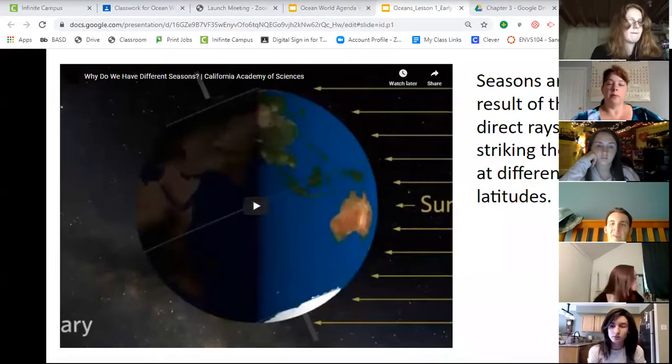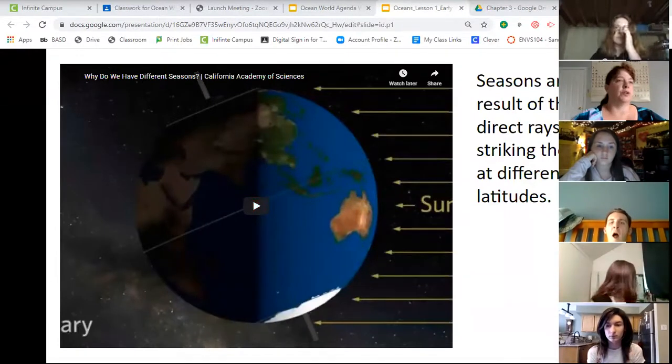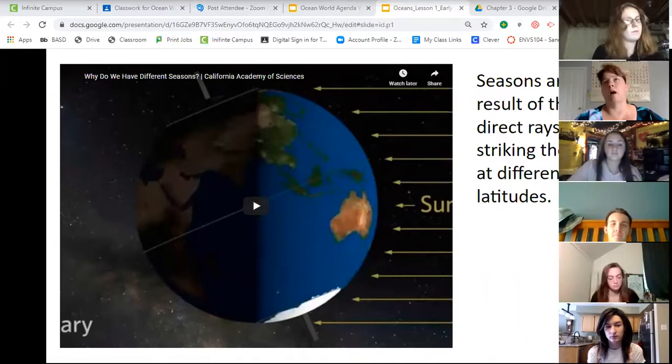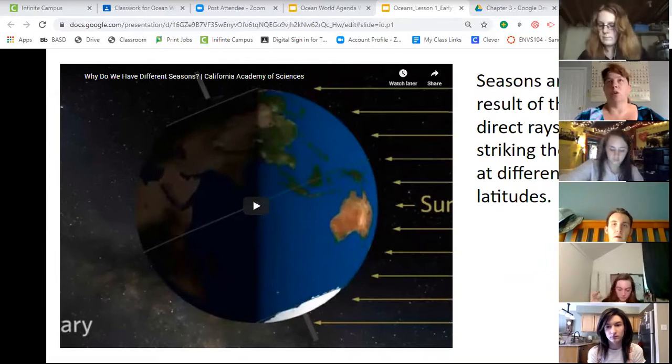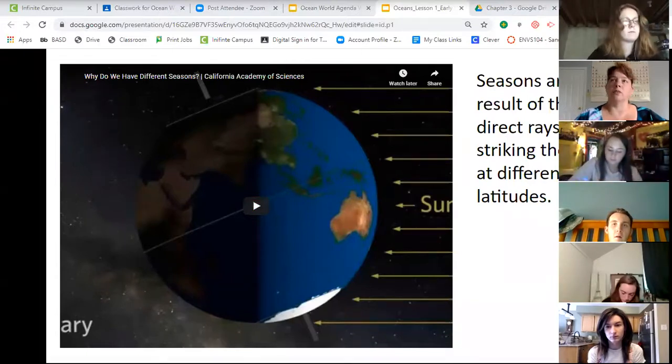Okay, so we had been talking about latitude, and I was about to give you a little bit on the Earth's revolution around the sun and its tilt and some lines of latitude, and I'll tell you why in a minute. But basically, when the sun strikes the Earth, it will strike it at different angles depending on the season you're in.